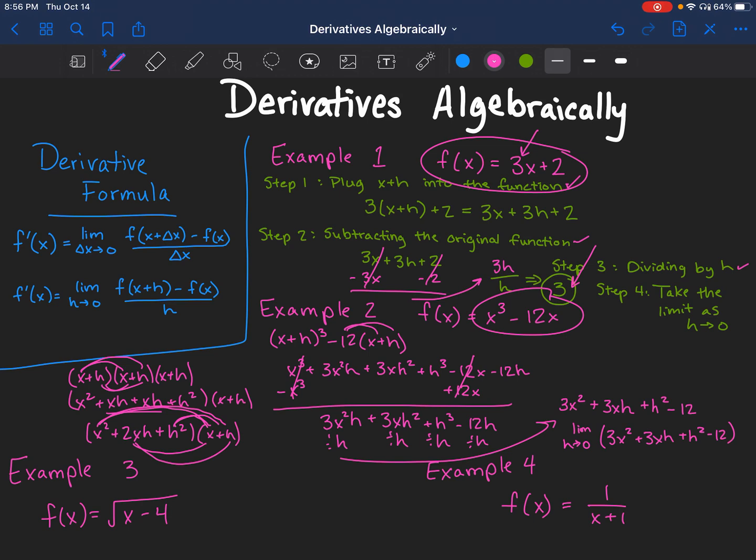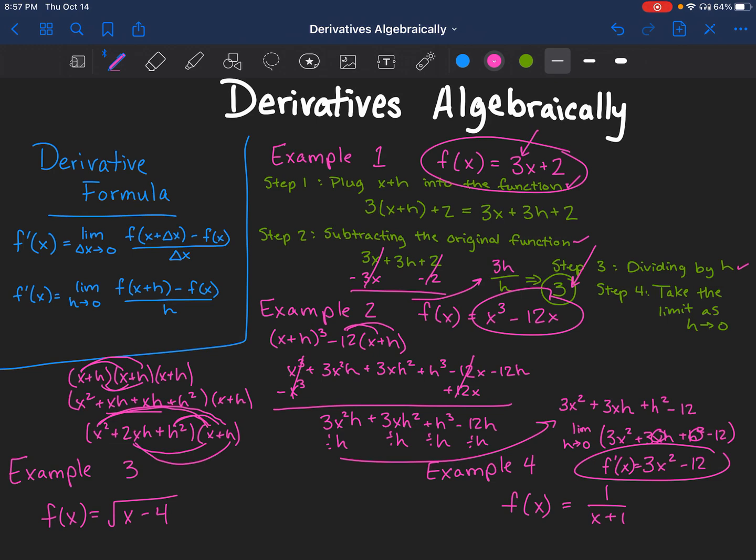What that means is anything with an h in it turns into 0. So this is going to be 3x times 0. h squared, 0. So I'm going to be left over with a final answer of 3x squared minus 12. And that is my derivative. So I write f prime of x equals 3x squared minus 12. Notice, this does depend on whatever the x value is, which is what I said originally. The function x cubed minus 12x does not have a consistent slope. It's not the same slope everywhere.